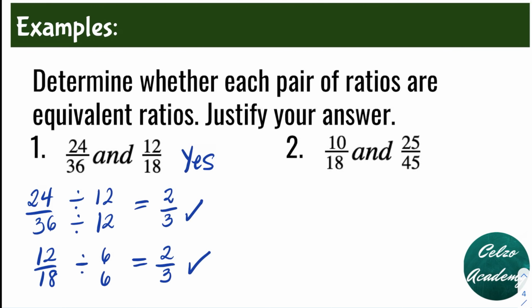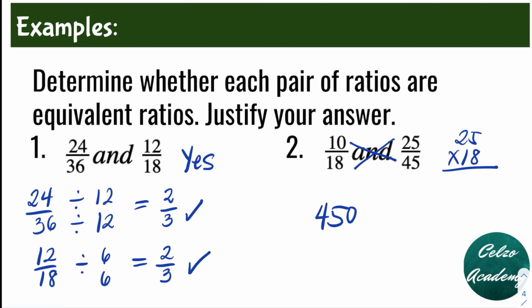The second method is by using cross products. So for the ratios 10 over 18 and 25 over 45, this means I will multiply 10 and 45. 10 times 45 is 450. Now we need to multiply 25 and 18.